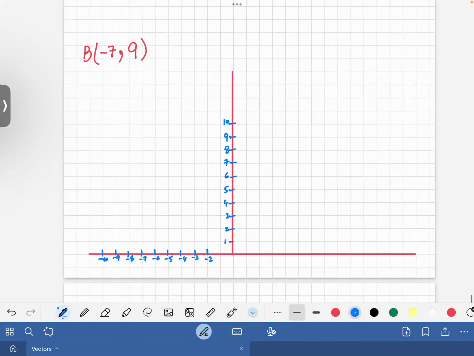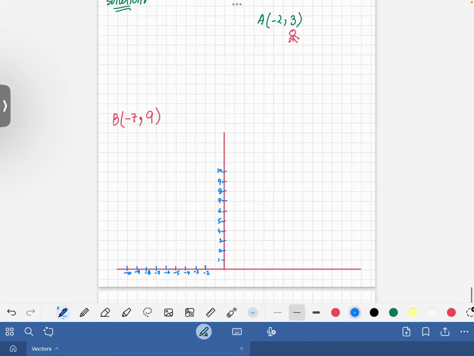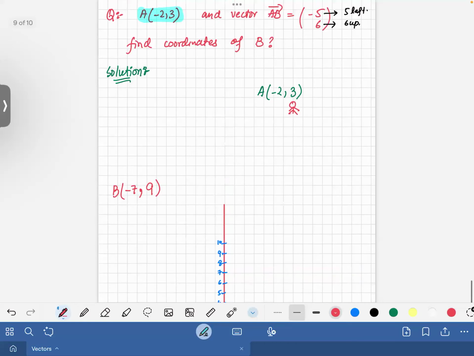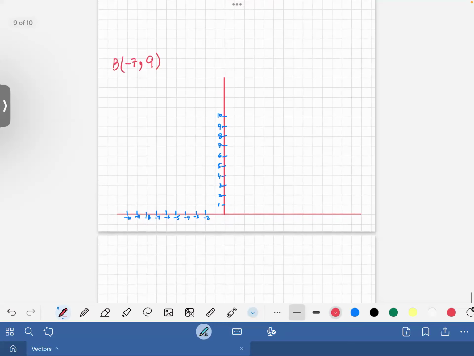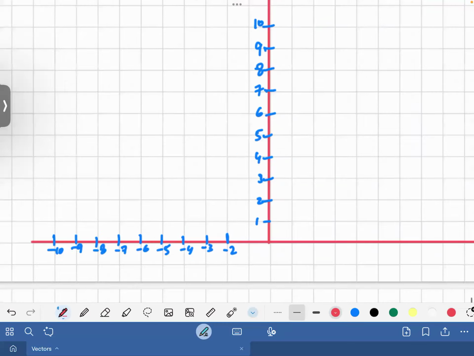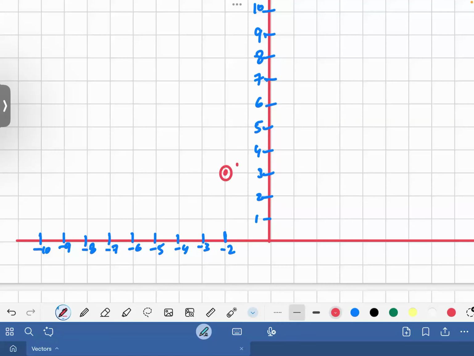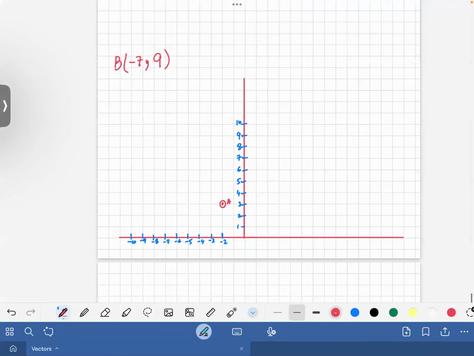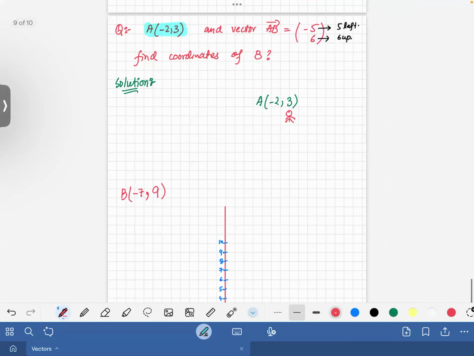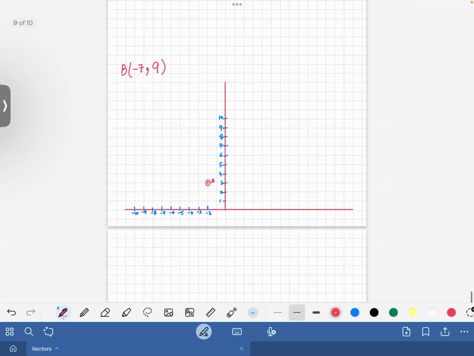ऑलराइट, अरुण बेटा, कैन यू हियर मी? The coordinate of A was given in the question, which was -2 and 3. So according to this, -2 and 3 is this point. Agree, Ramin? Yes sir. Okay. Vector is -5 and 6. Vector A is -5 and 6. This is AB vector. Okay.